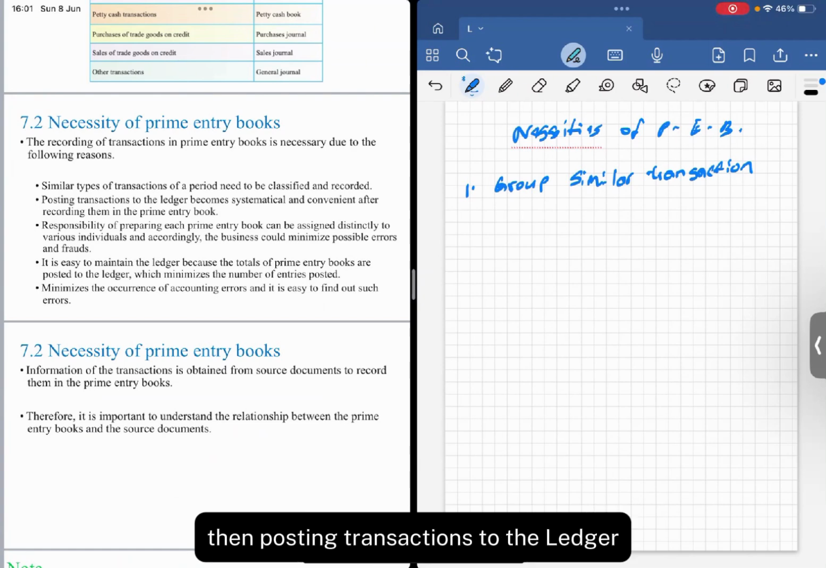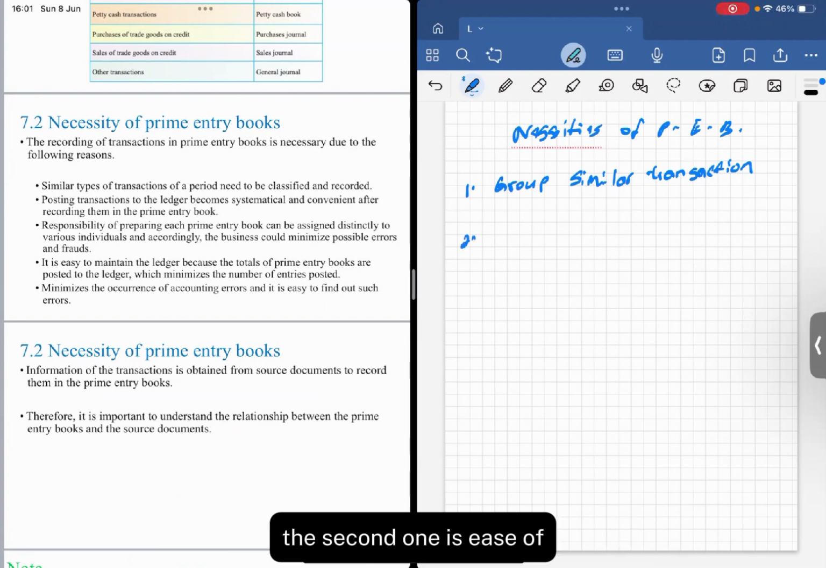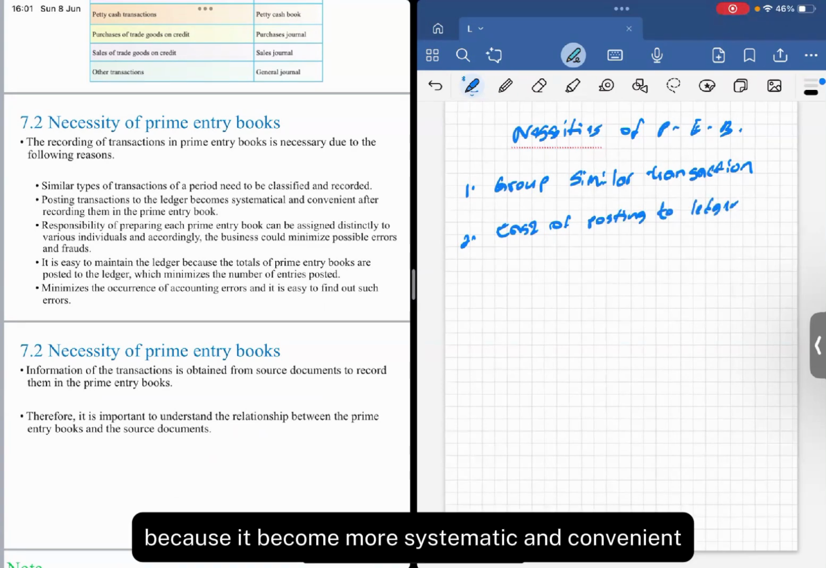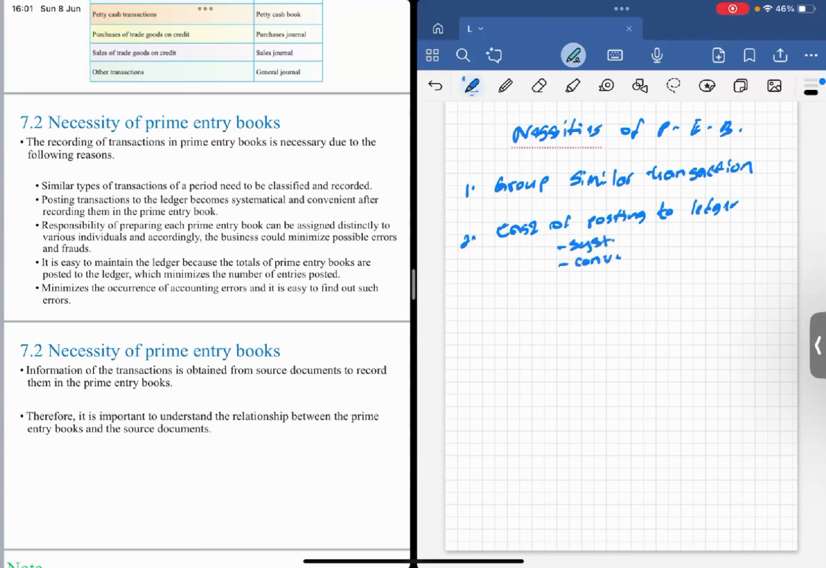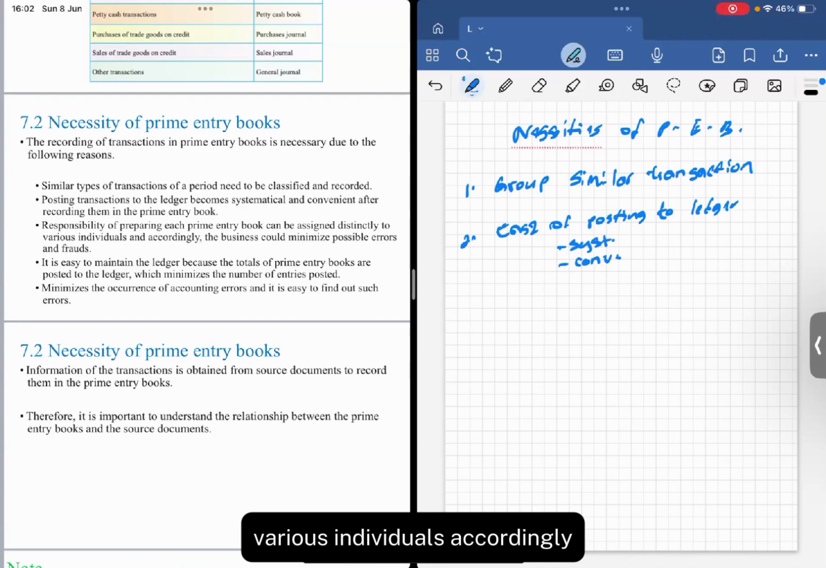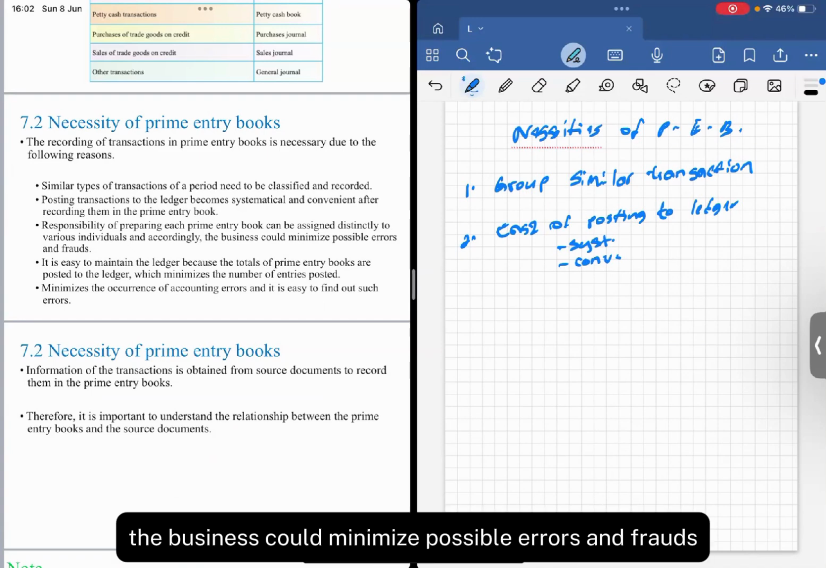Then posting transactions to the ledger becomes more systematic and convenient after recording them in the prime entry book. The second one is ease of posting to ledger accounts, because it becomes more systematic and convenient. Then the second, responsibility of preparing each prime entry book can be assigned distinctly to various individuals accordingly. The business could minimize possible errors and frauds.